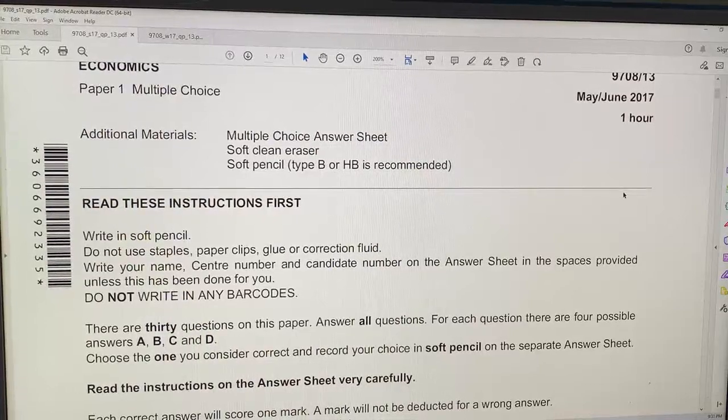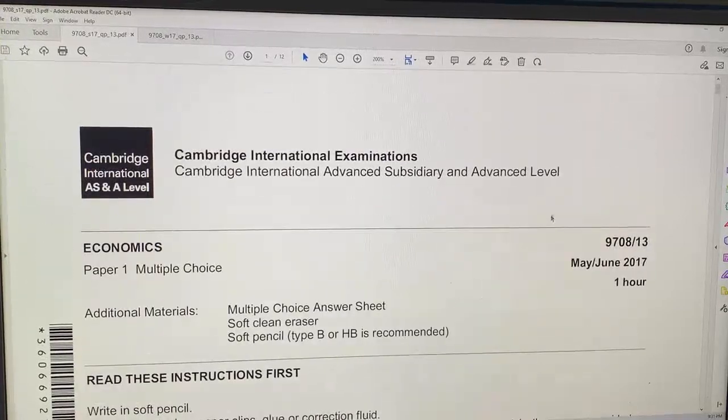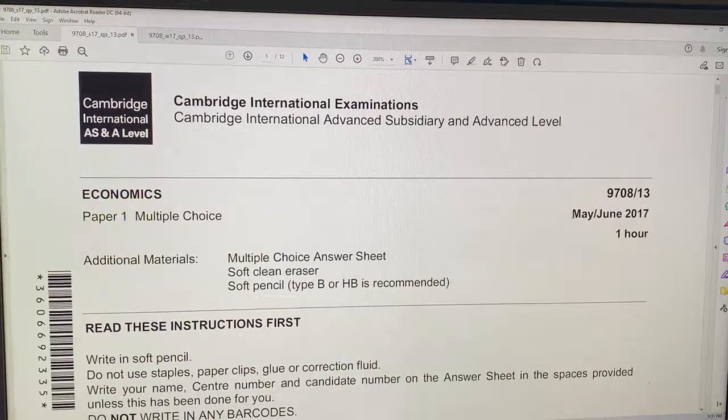Welcome. We're doing the AS level multiple choice questions. This is May, June 2017. That's the summer, and it's question paper 13.